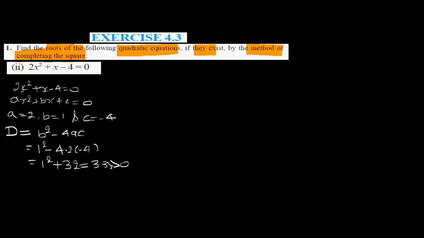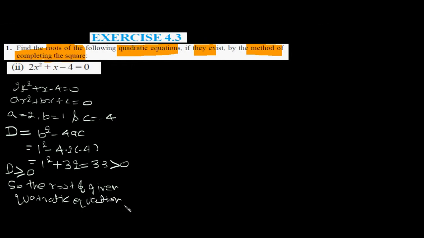Now the condition for the root to exist is that D should be greater than or equal to 0. In our case D is greater than 0, so the root of the given quadratic equation exists. It means that the quadratic equation which is given to us, its root exists. Okay, now because its root exists, we have to find out those roots.